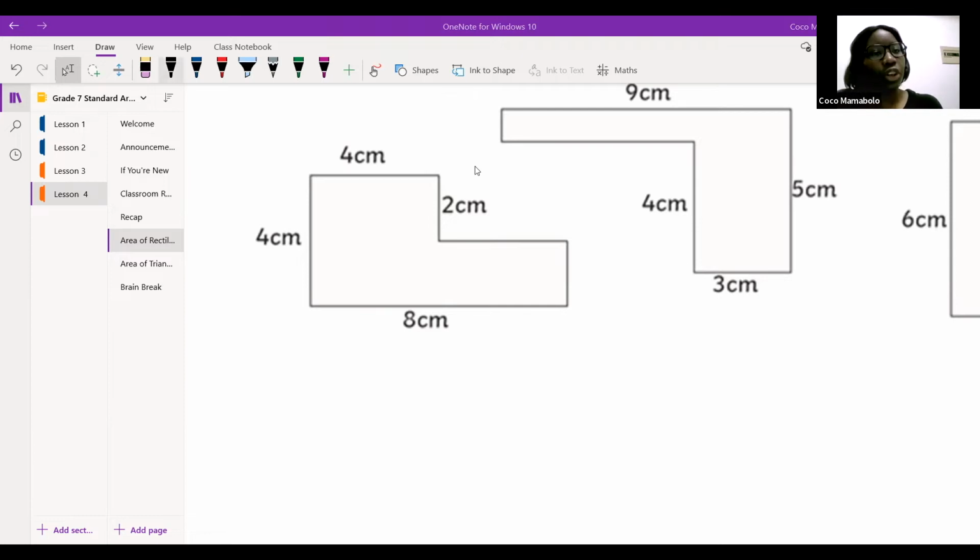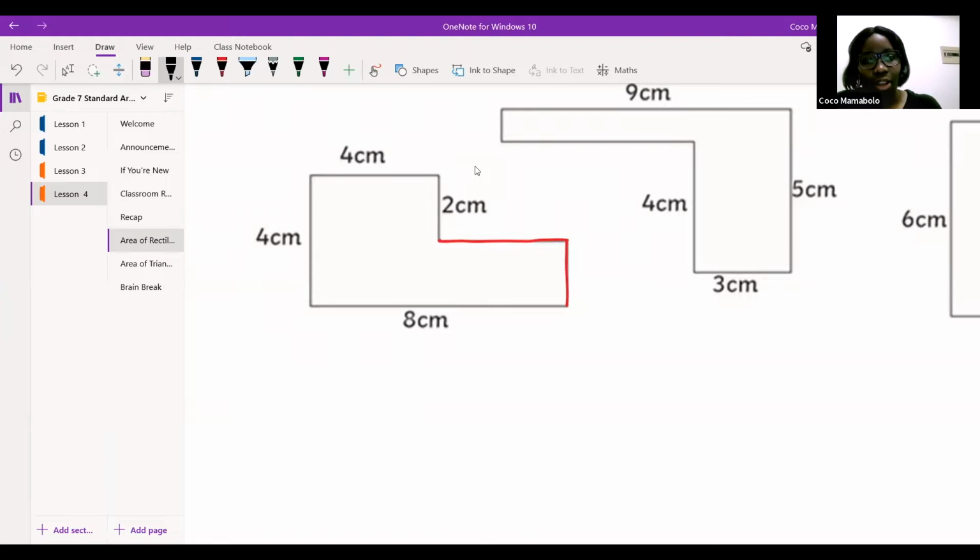Okay, so what we're going to do first, guys, remember, the same thing we did with perimeter, we're going to try and find the sides that are missing. So we're going to look for this side because we don't know how long this side is. And we're going to look for this side because we don't know how long this side is.